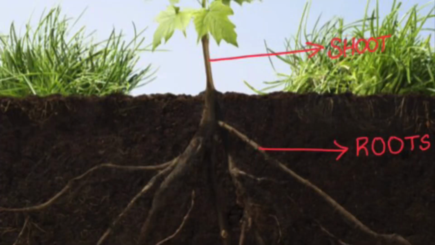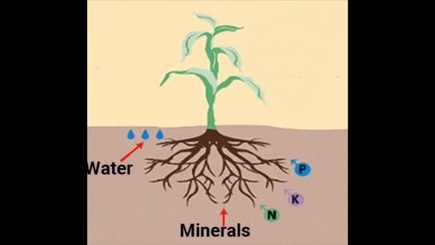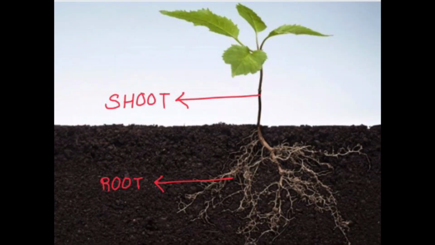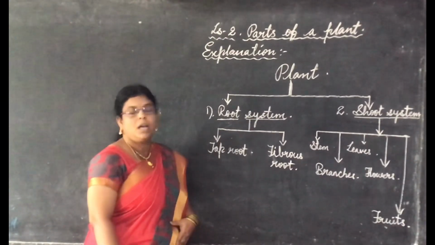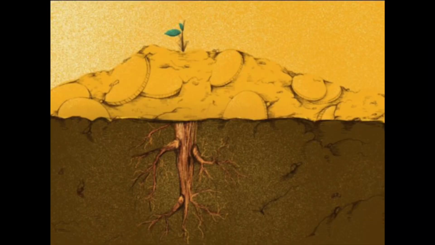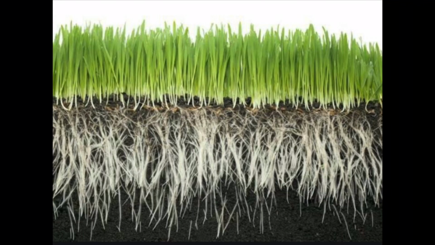So now I am going to tell about the root system. See here children, first tell me, what is a root? The part of a plant below the soil is called the root system. So what does this root do? This root absorbs water and minerals from the soil. Isn't it? Next, these roots fix the plant rigidly inside the soil. Again these roots consist of two types.